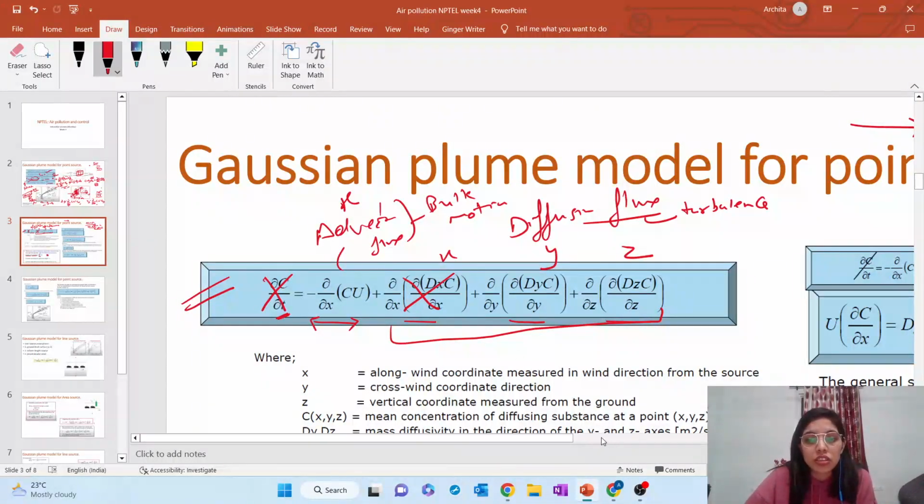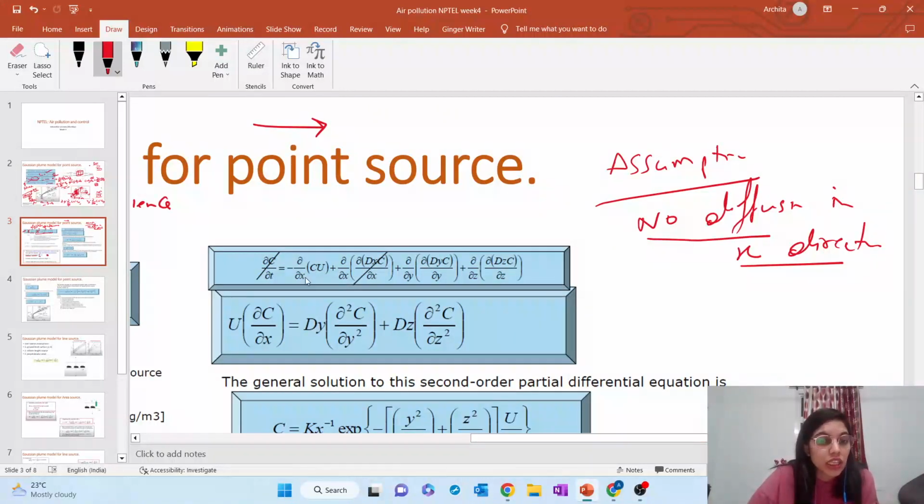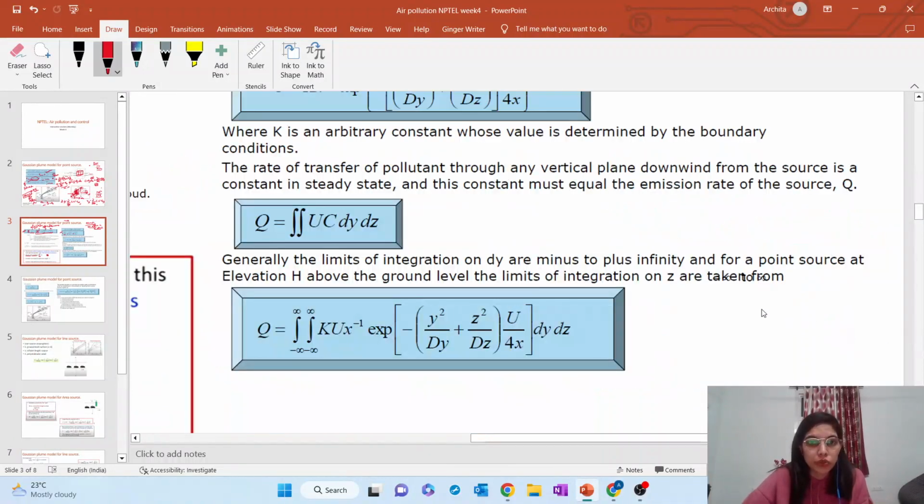Now if I rearrange, it will look something like this. So u times change in c with respect to dx equals Dy del square c by del y square plus Dz del square c by del z square. What this term signifies is that the change in concentration in the direction of the plume will depend on the diffusion in both directions. So you need to understand what are the components that could be affecting the concentration of the plume at a particular point source.